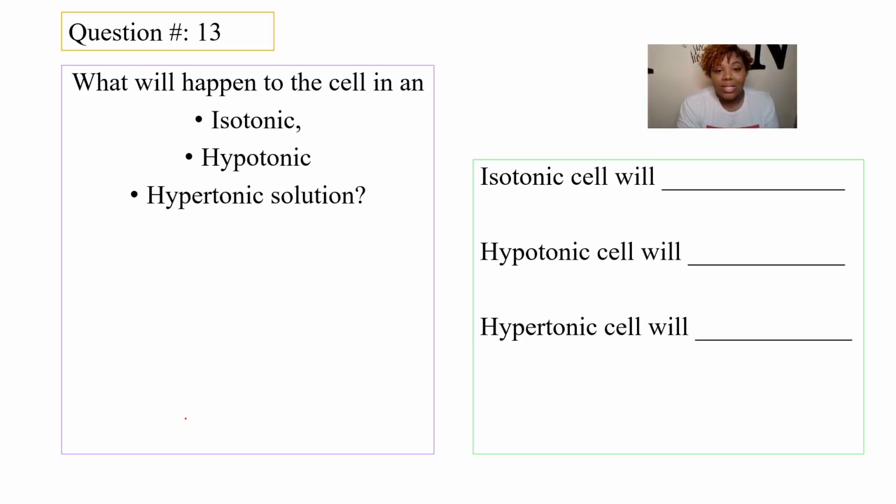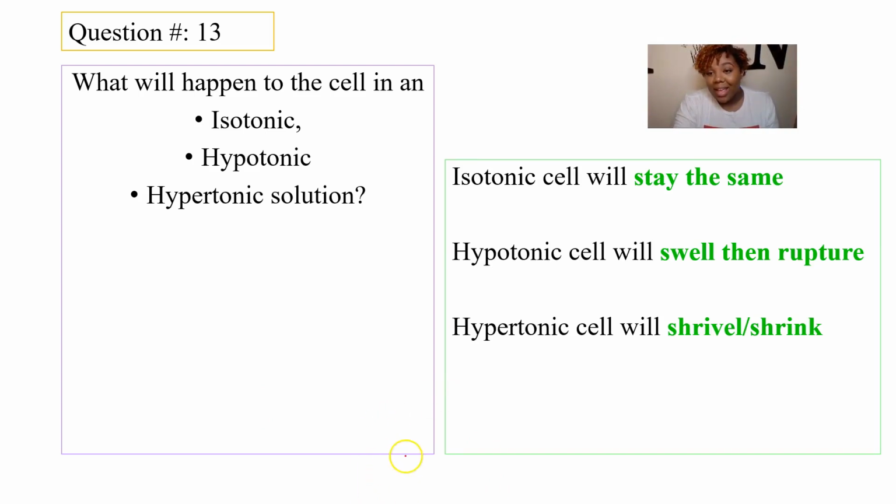Next question. What will happen to the cell in an isotonic solution, hypotonic solution, and hypertonic solution? All right. In isotonic, iso means equal, so the cell will stay the same. And hypotonic is hypo, so the cell is going to swell, and if it swells too much, it will rupture. In hypertonic, the cell is going to shrivel or shrink.